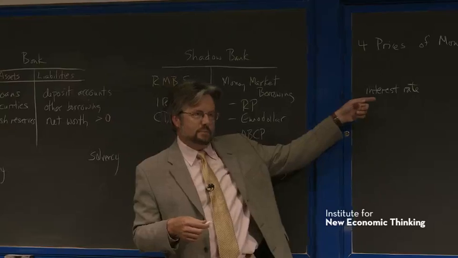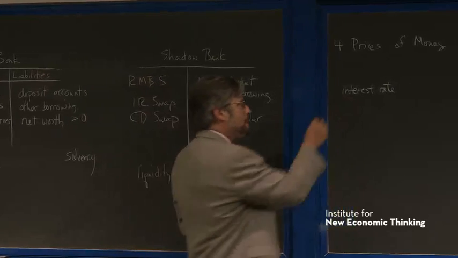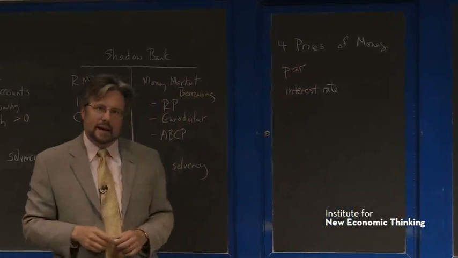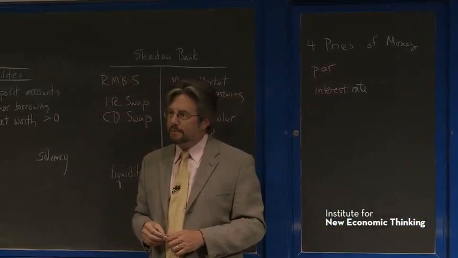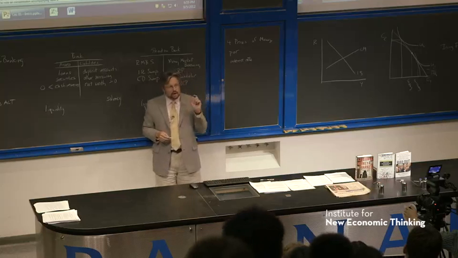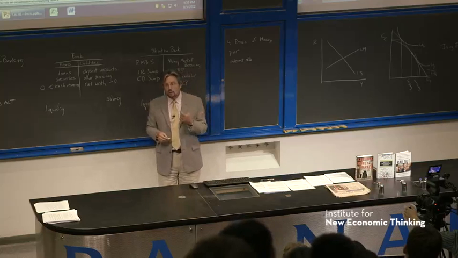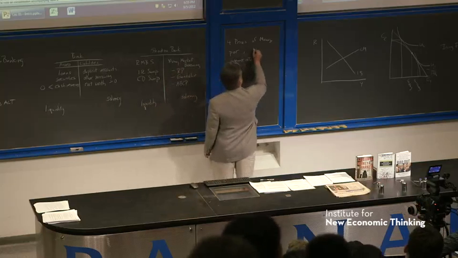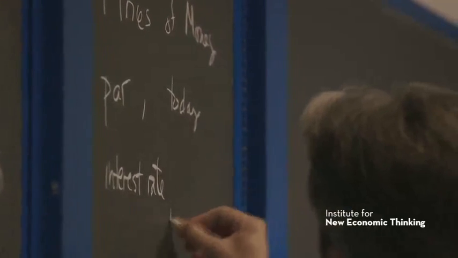But there's a more primitive price that's important that gets neglected, and we're going to pay a lot of attention. And that is the price par. This is the price of one money in terms of another money right now, today. So this is about today. This is about the future.